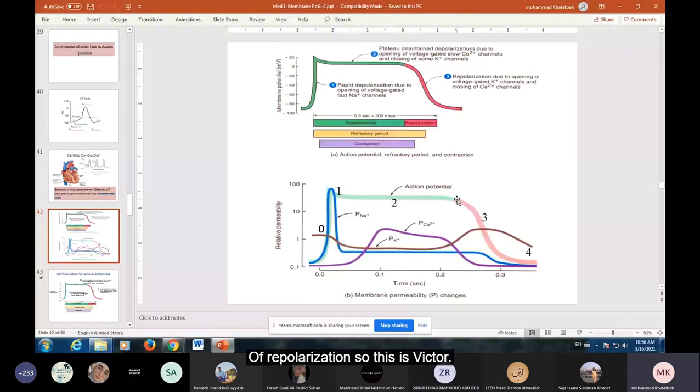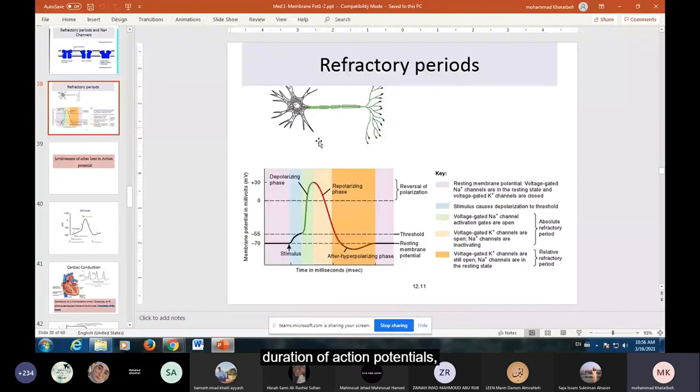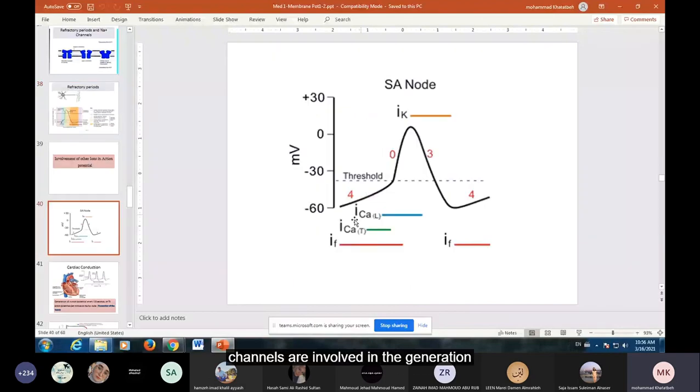So these are the details you will get with Dr. Faisal later on, only to remind you or to open your mind that we can have tissues in which not only potassium and sodium are involved in the generation of action potentials, but calcium channels are also involved.